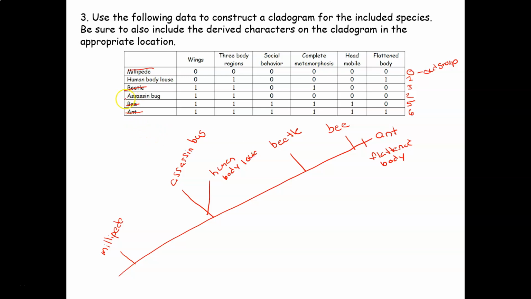All right, so that takes care of all of the organisms. Now, where do the traits go? Well, if I take a look, the wings everybody has except for that human body louse. So the wings are going to go here because the assassin bug has them, but then also here because so does everybody else. So that's actually going to show up twice. So the wings are taken care of. My 3 body regions, everybody has except for the millipede. So that means that's going to come here.